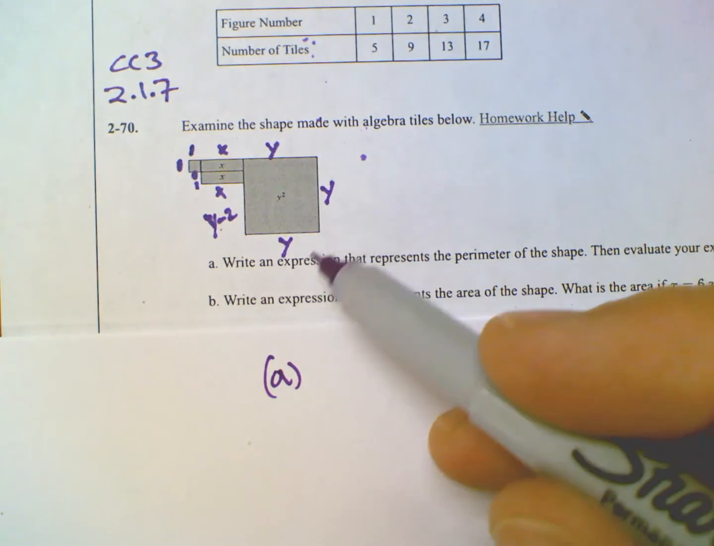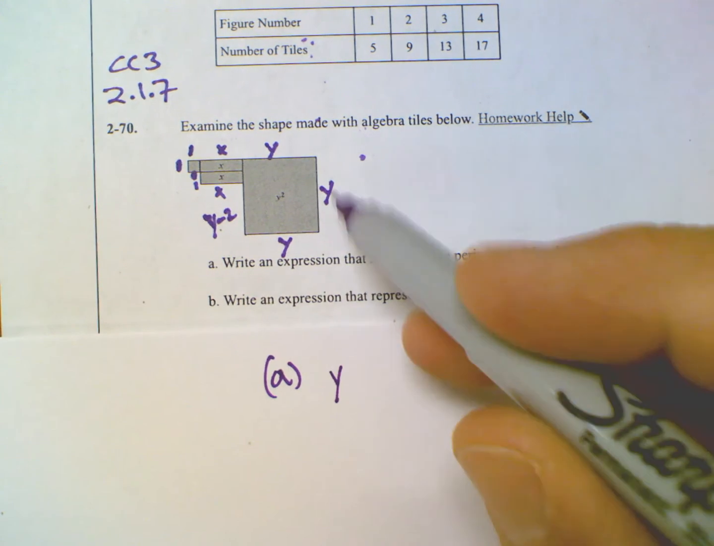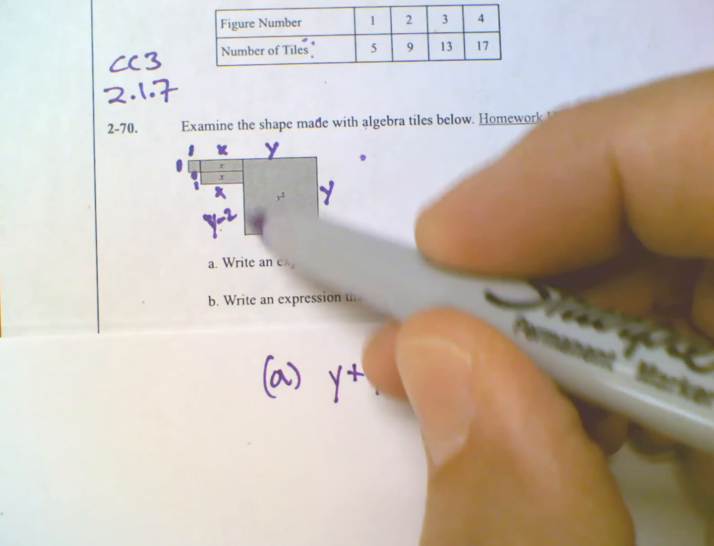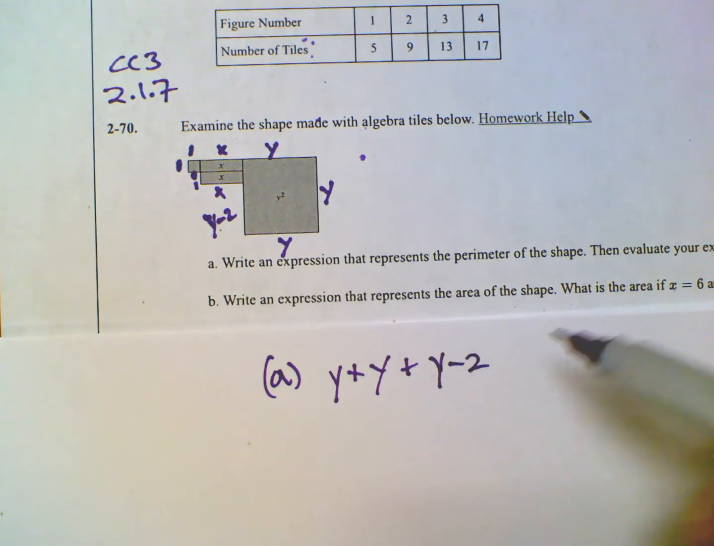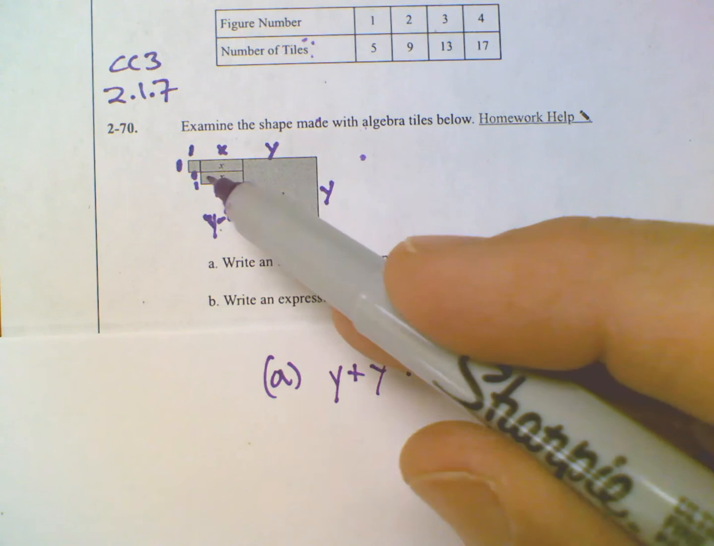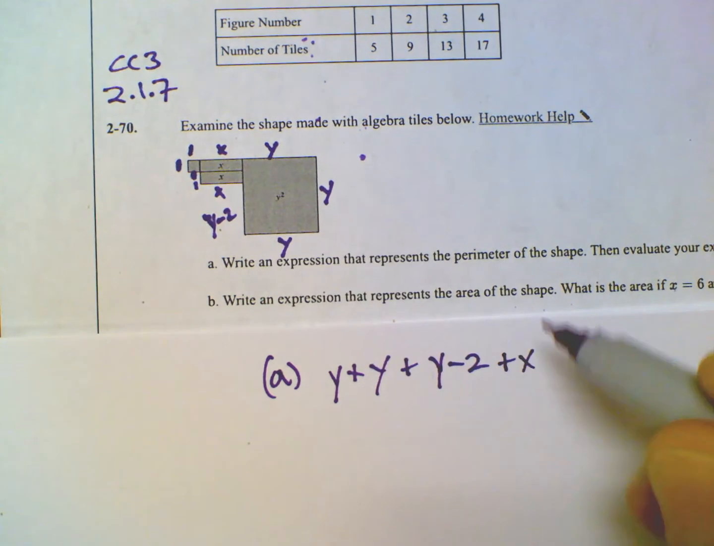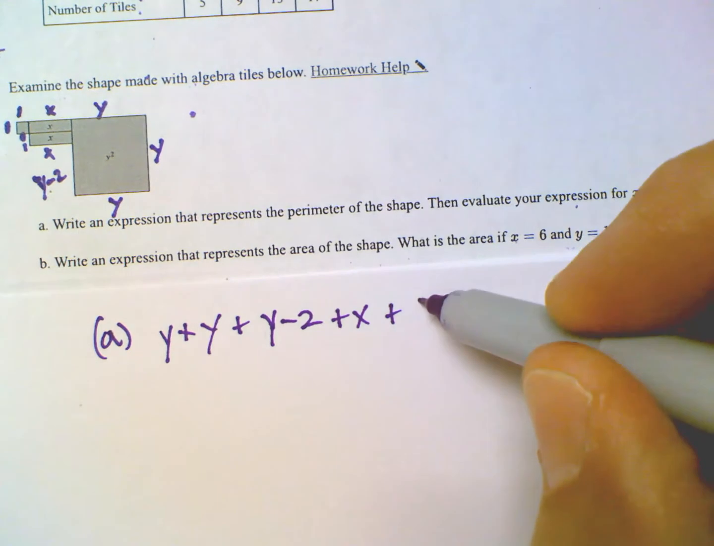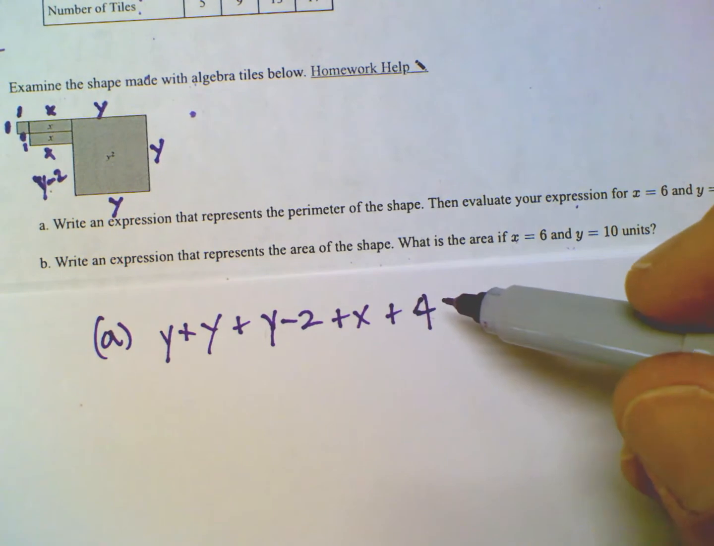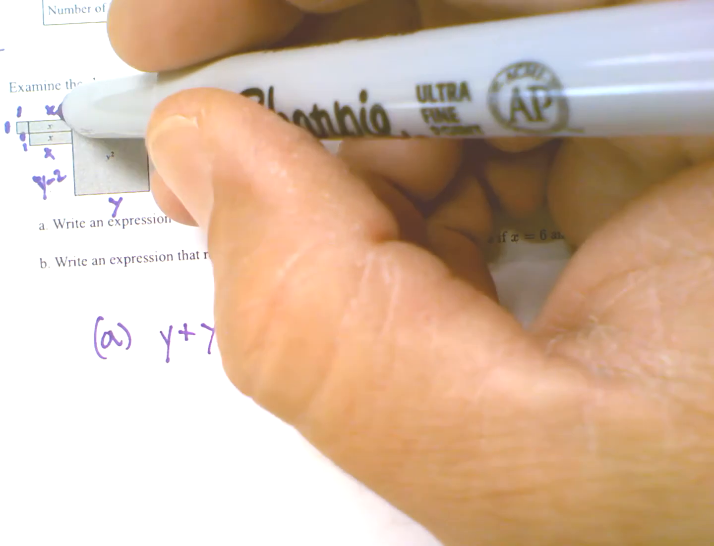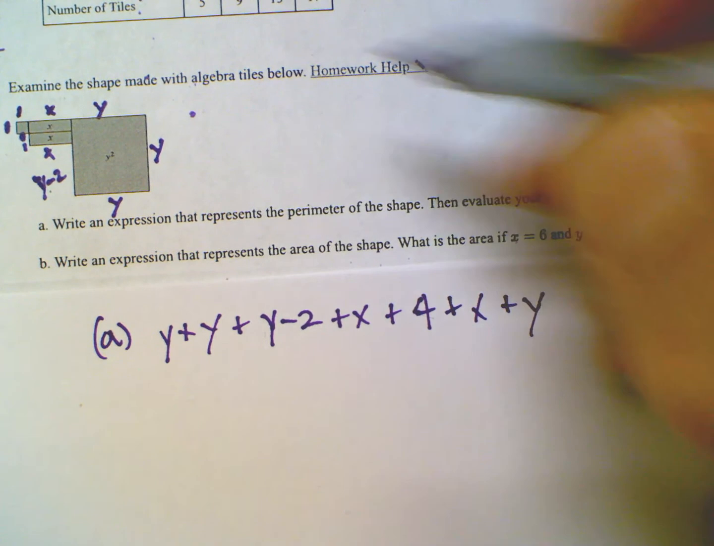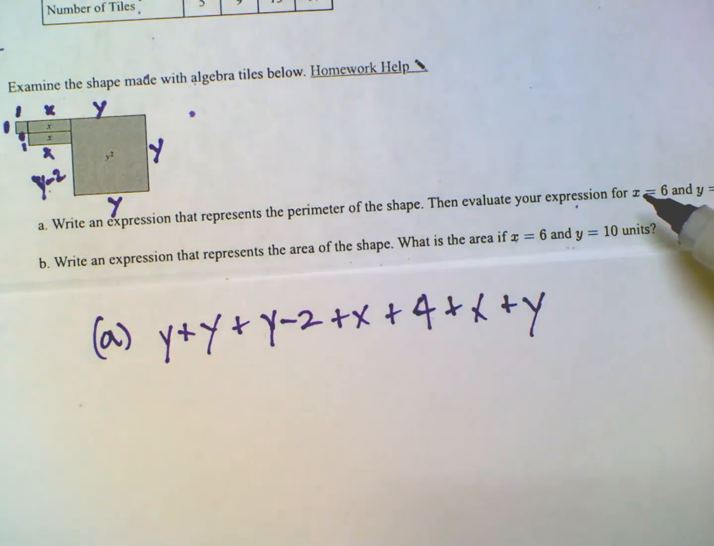So I'll start on this side and work my way around. So Y plus, remember that little piece there is Y minus 2, right? And then going this direction, plus X plus, I can add these up, 1, 2, 3, 4. That's 4 altogether. So plus 4, or you can say plus 1, plus 1, plus 1. And then keep going around. That side there is plus X plus Y. And I end there because I started here.